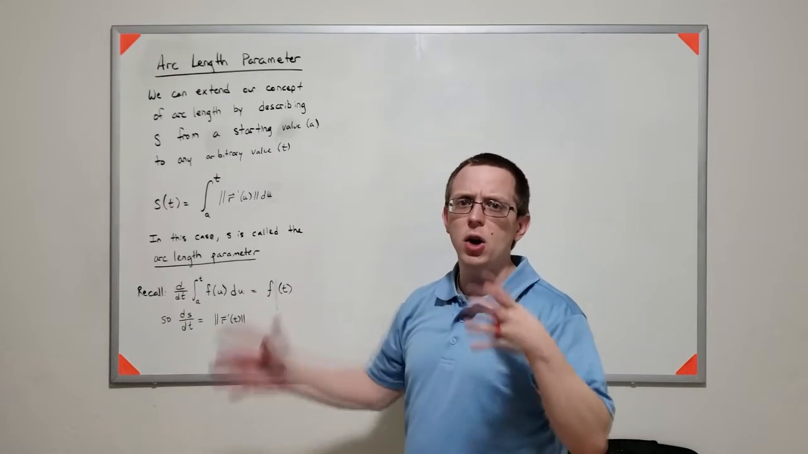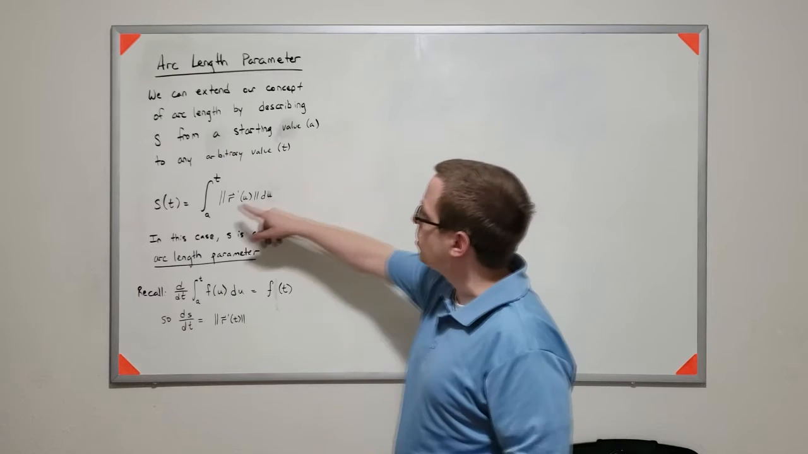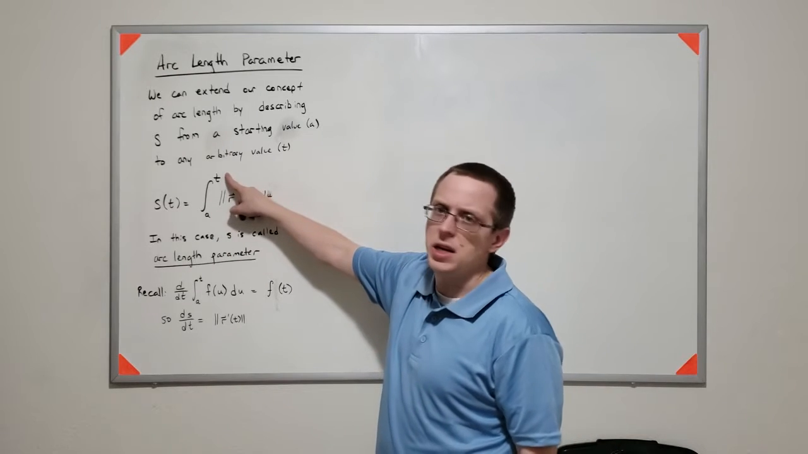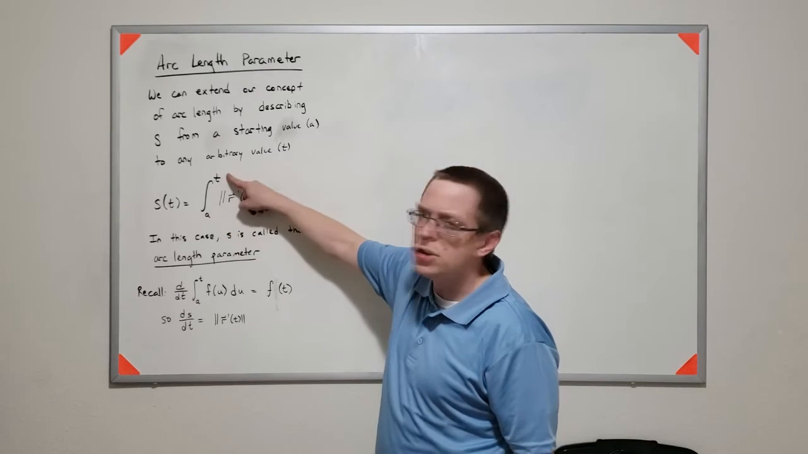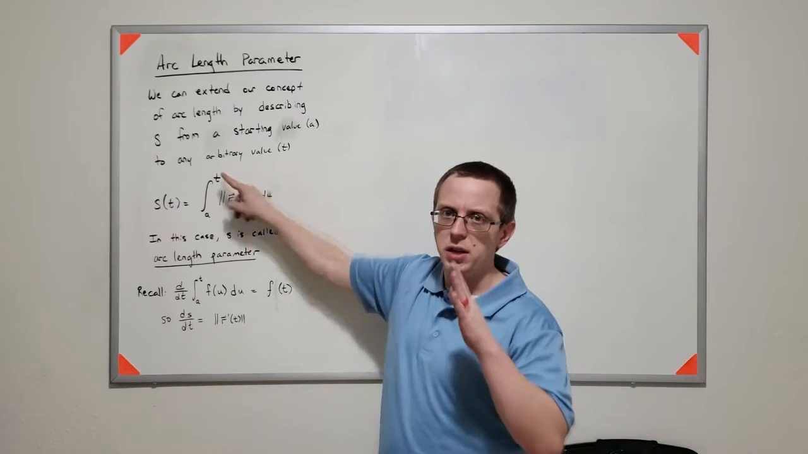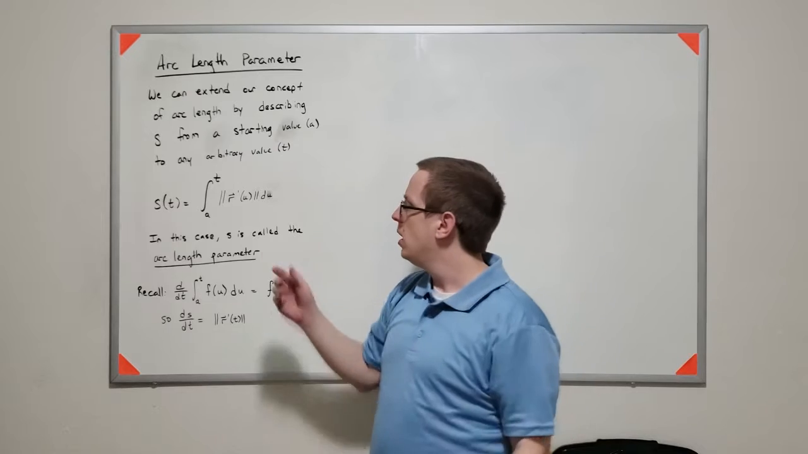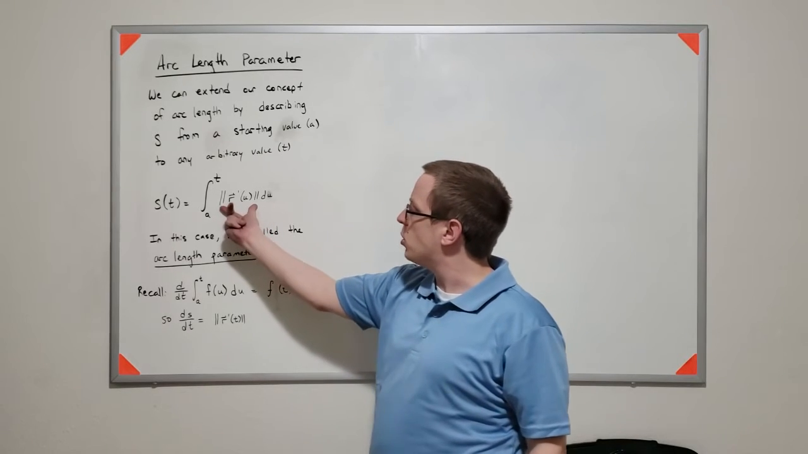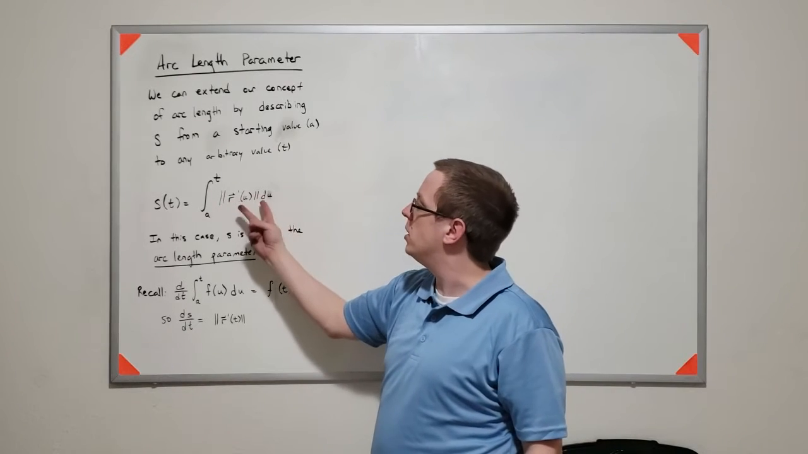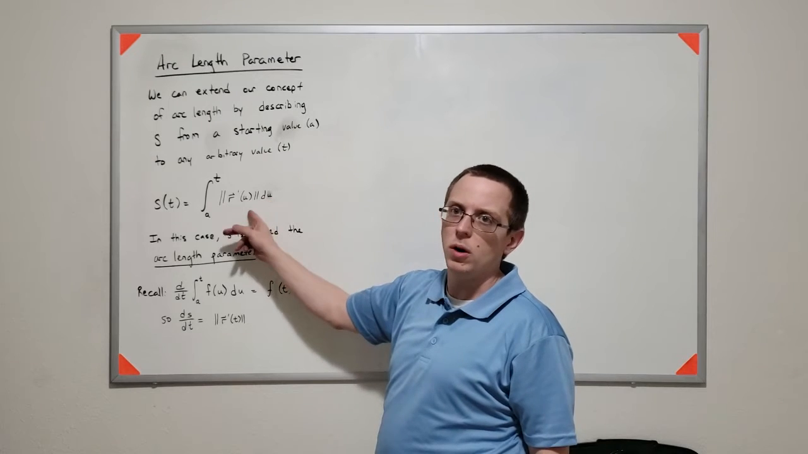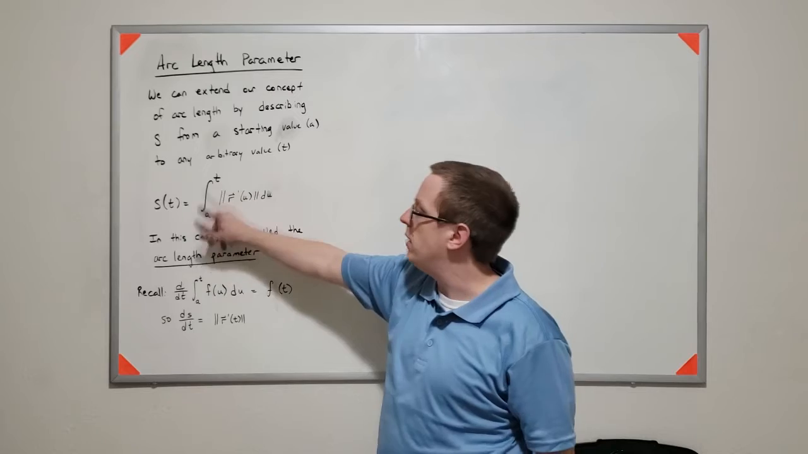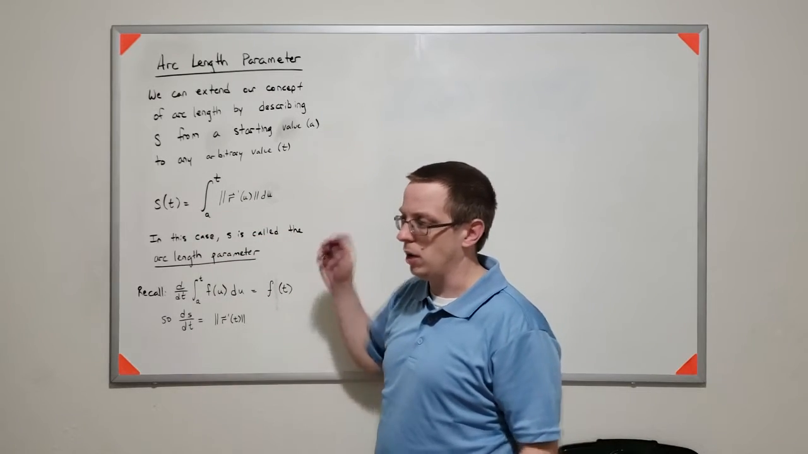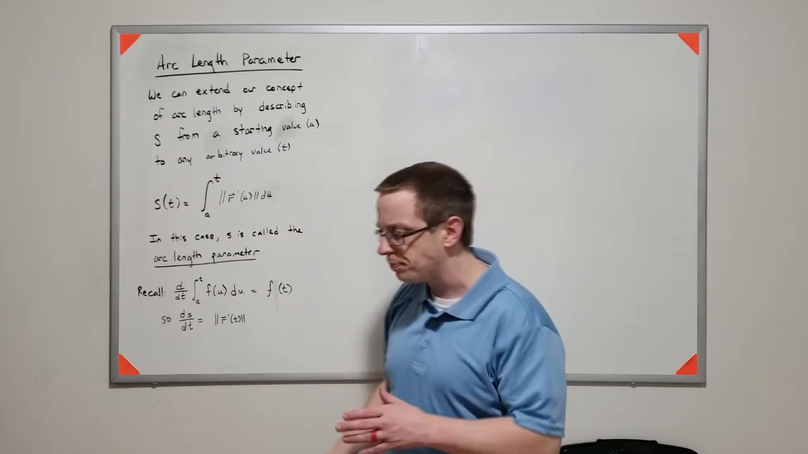To do that, we can extend this idea. Instead of going from a to b, we say we want to go from a to some arbitrary value t, so some sort of slider. But we can't use r prime of t dt, because you can't have a parameter that you're integrating with respect to also be one of the limits of integration.